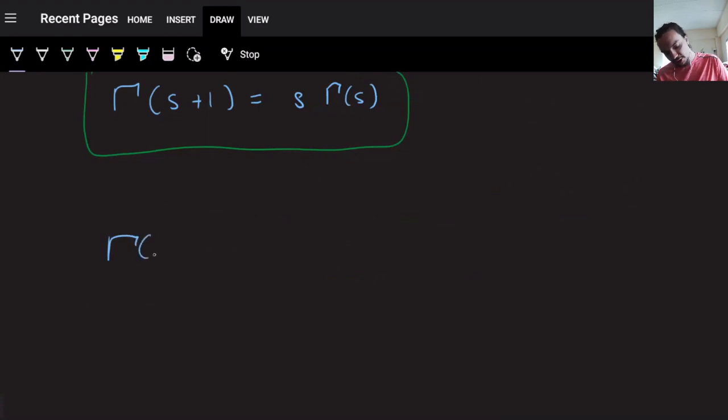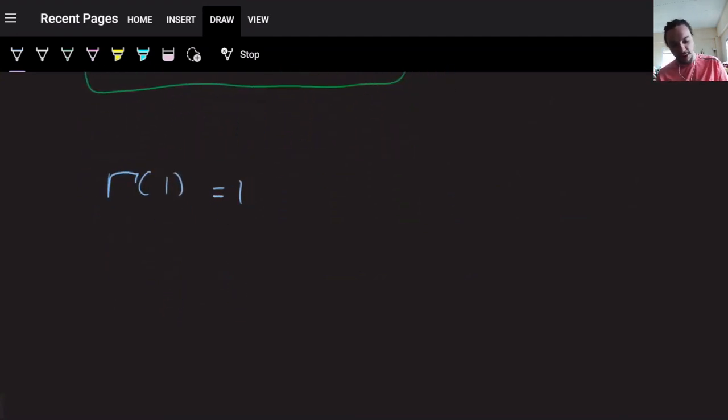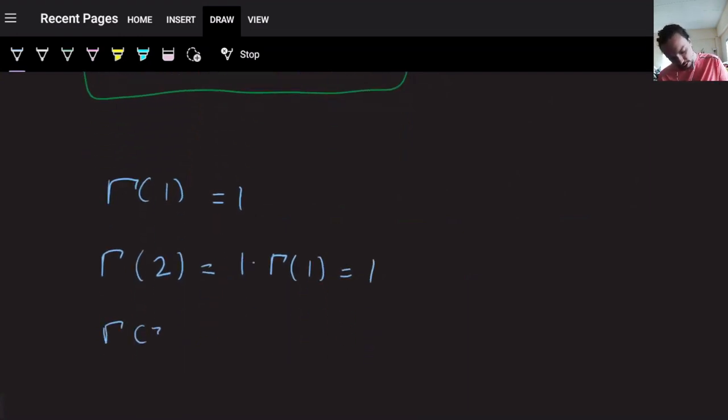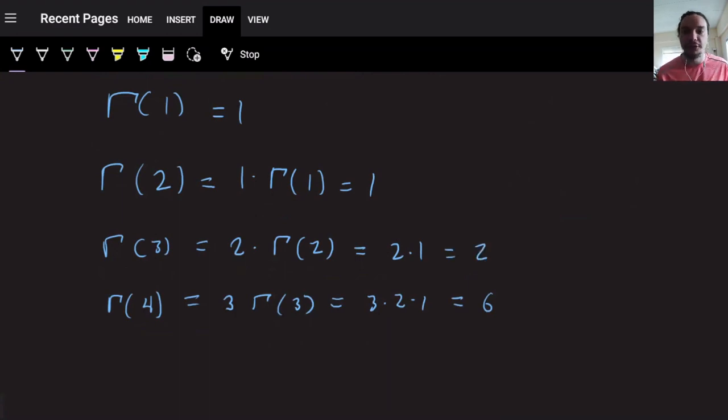Because we already understand what gamma of 1 is. And now we can use this to get gamma of 2, and then gamma of 3, and so on and so forth. Okay, so if we try this for a few numbers, we'll see that gamma of 2 is equal to 1 times gamma 1, which is equal to 1. Gamma of 3 is equal to 2 times gamma of 2, which is equal to 2 times 1. Gamma of 4 is equal to 3 times gamma of 3, which is 3 times 2 times 1, which is 6. And we see a pattern starting to develop.